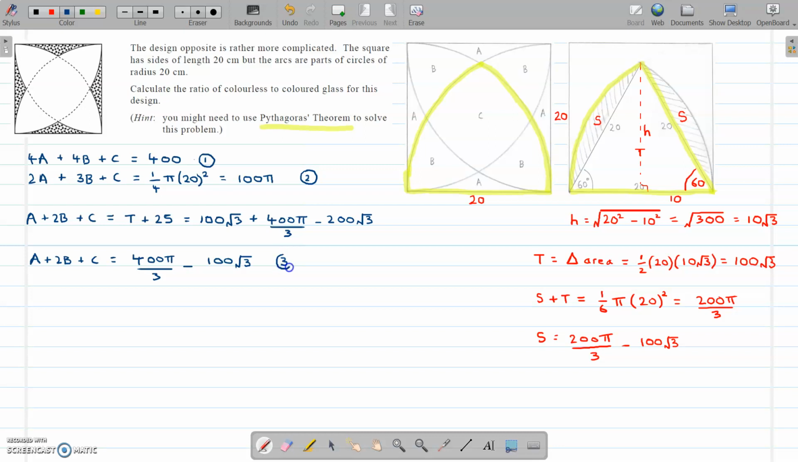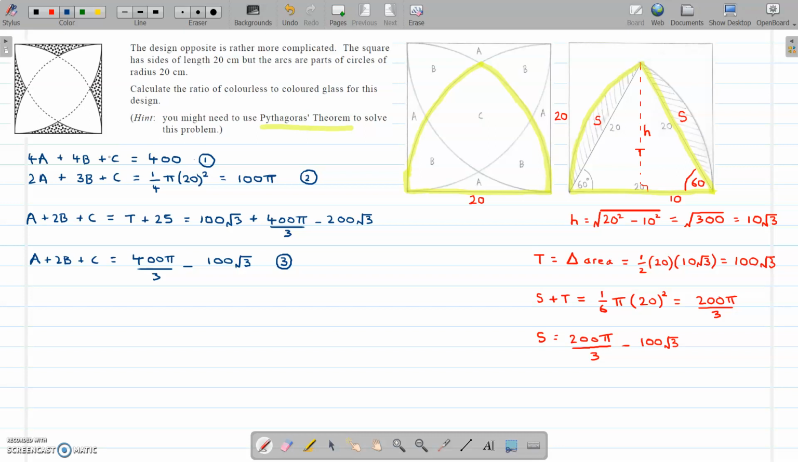Now, the next stage is to recognize that you now have 3 distinct equations, 1, 2, and 3. Each equation contains 3 unknowns, A, B, and C. That usually means it's possible to find unique values of A, B, and C that solve those 3 equations. And we call it solving them simultaneously.